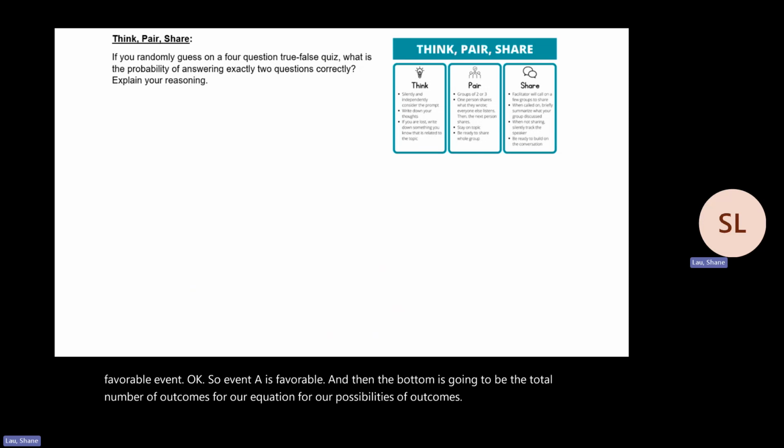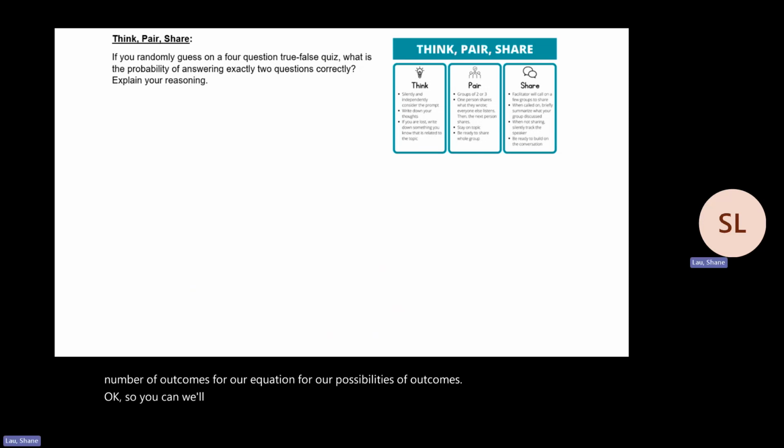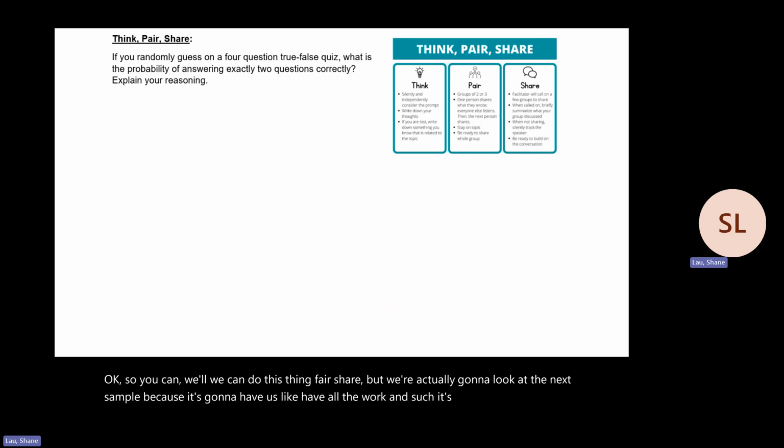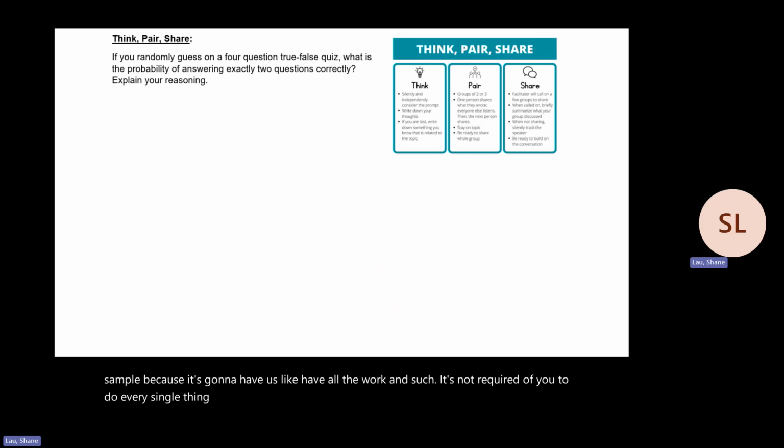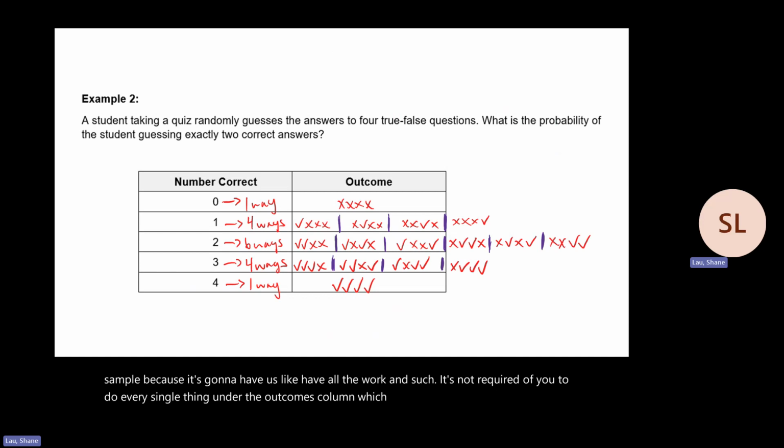Okay, so we can do this think pair share, but we're actually going to look at the next example because it's going to have all the work and such. It's not required of you to do every single thing under the outcomes column, which you'll see now. It might be helpful maybe later on, but you don't have to. But what I do want you to do is copy down the number of correct. So the arrow and the 1 way, 4 ways, 6 ways, 4 ways, 1 way, all that stuff. Okay.